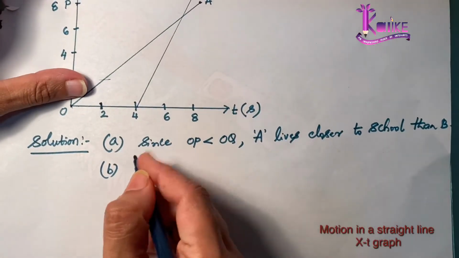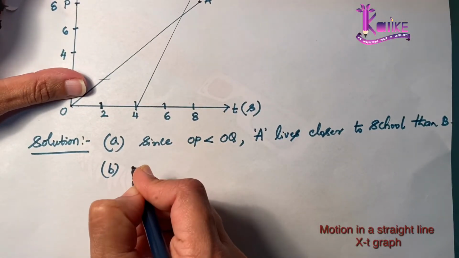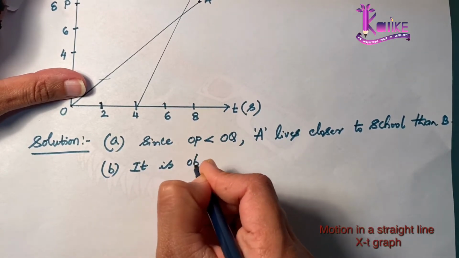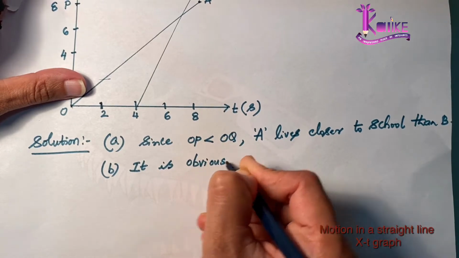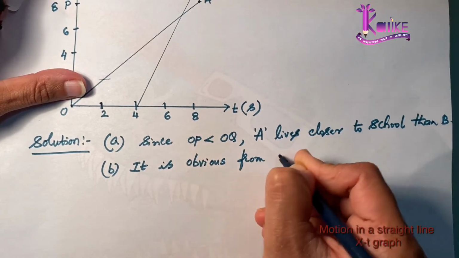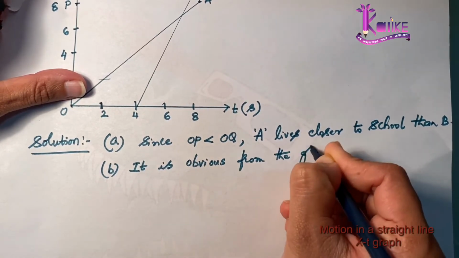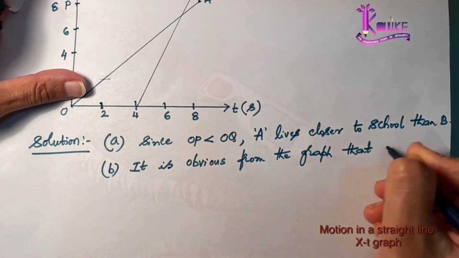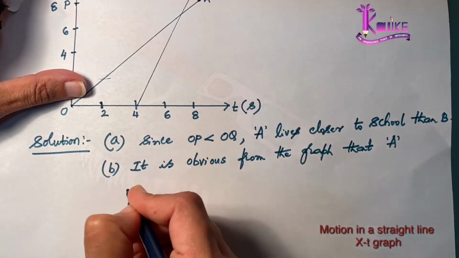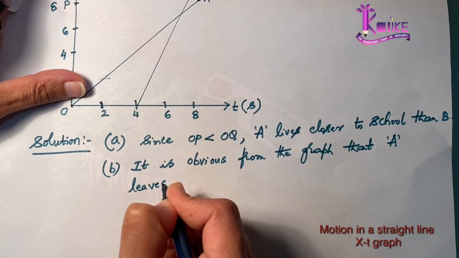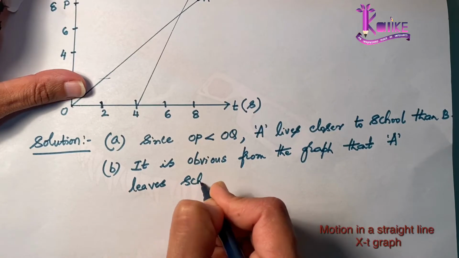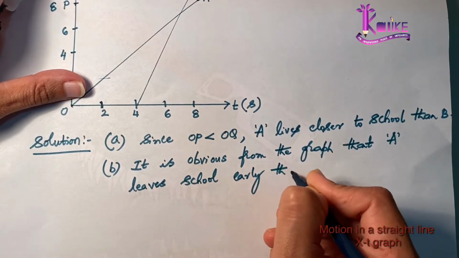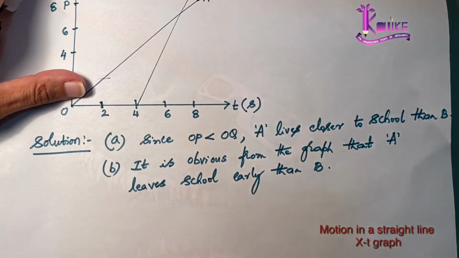So, let us just write the answer. It is obvious from the graph that A leaves school earlier than B, right?